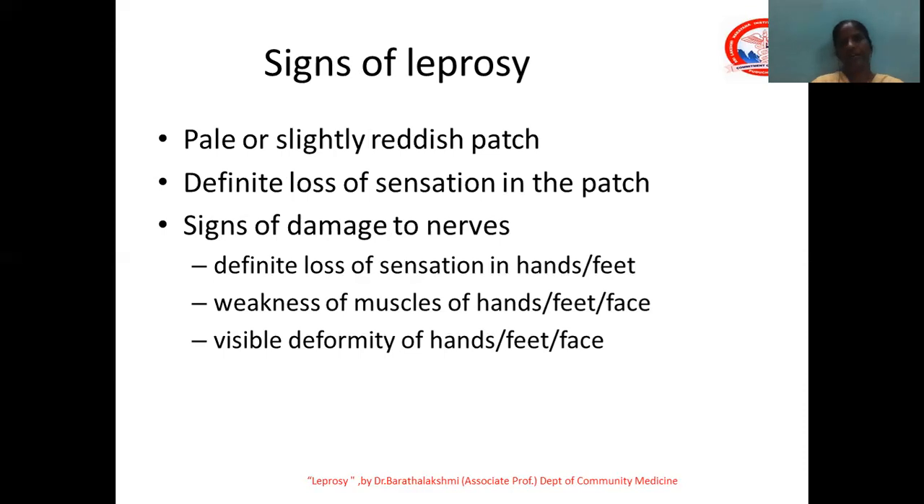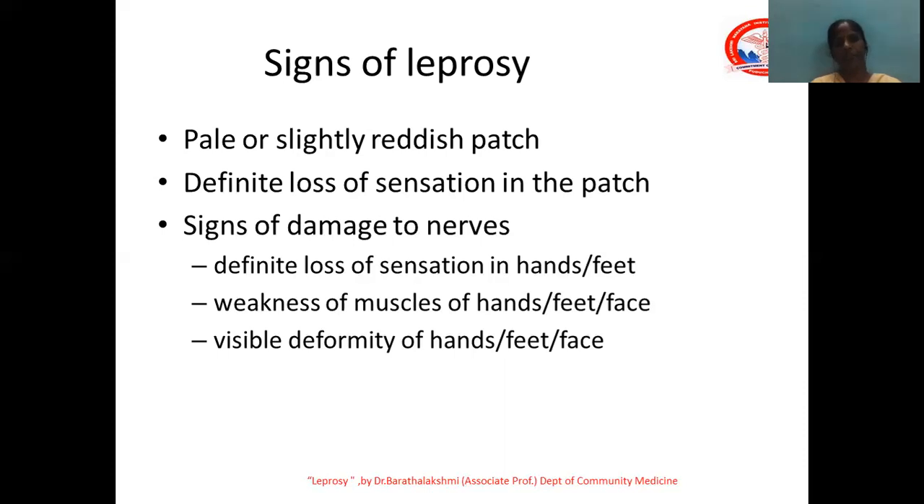If you clearly define it in terms of dermatologist diagnosis. But for easier case detection and easier treatment categorization, we count the number of patches and we categorize into paucibacillary and multibacillary. And there is definite loss of sensation in the patch, either crude touch or fine touch, or loss of function over that area, such as sweating. So that determines there is significant loss of function over that area.